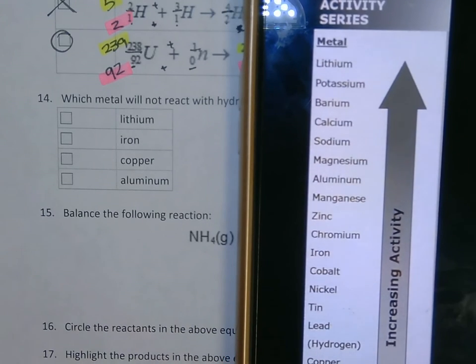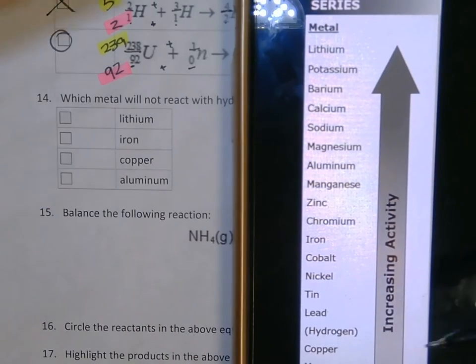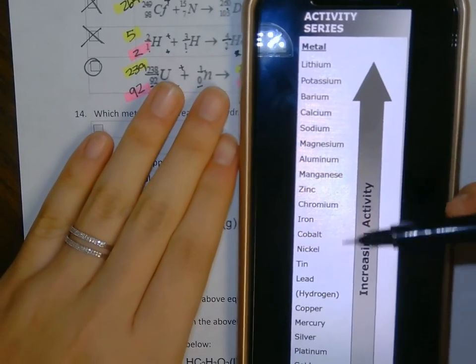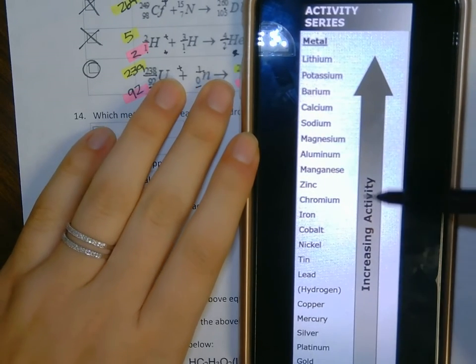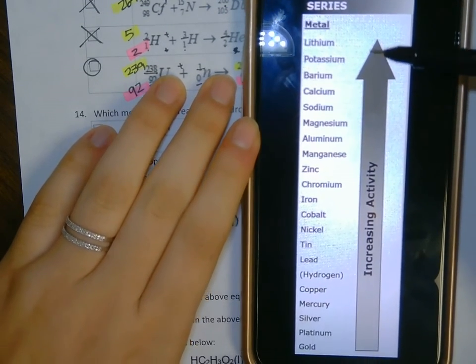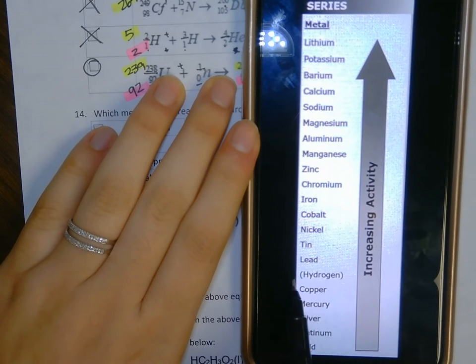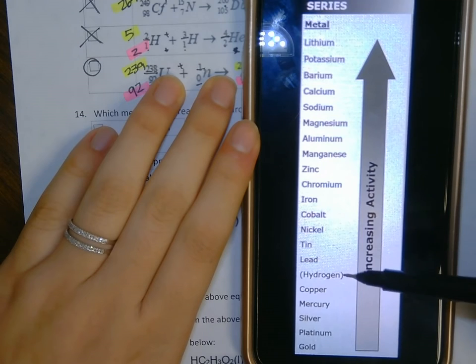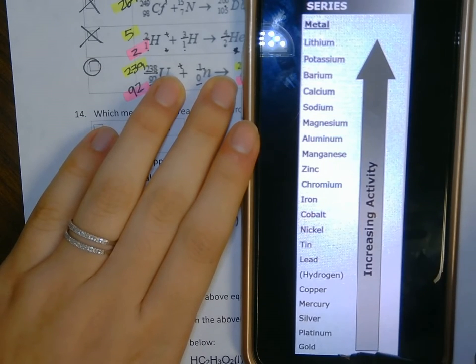How you read this is that anything that is above, there it is. This activity series is showing you what reacts with hydrogen. As you go more up, things are more likely to react with hydrogen. Notice that it says hydrogen right here. So this is the cutoff. So things above hydrogen will react with hydrogen. Things below hydrogen will not react with hydrogen.